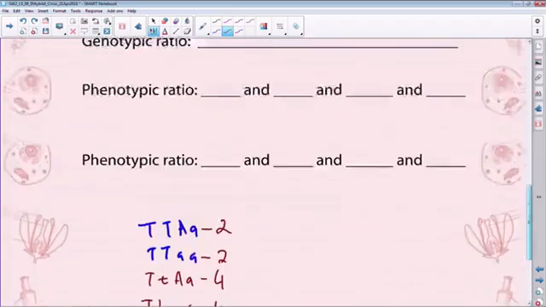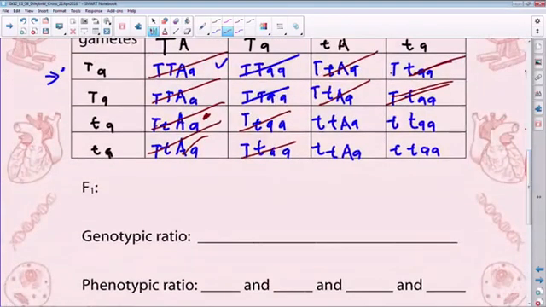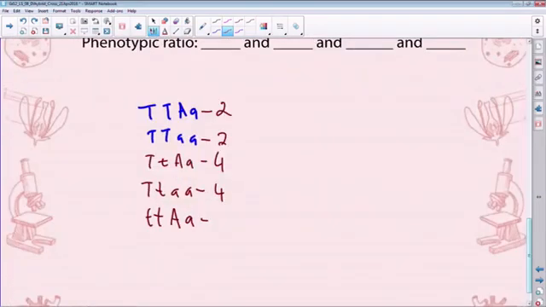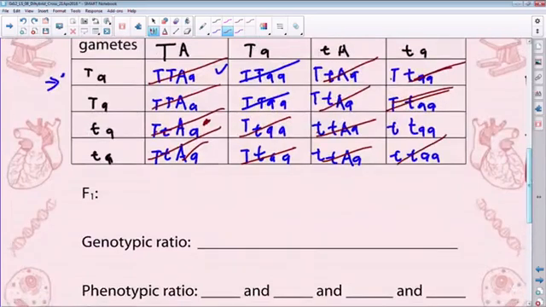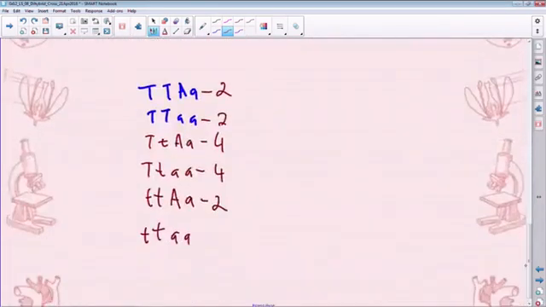Let's see how many of those we have. Big T, small t, big A, small a. There's one there, there's two there. So there's two of those. And the last one is small t, small t, small a, small a. And if I bring that up there, two of them. There's two of them. So let's see. That is everything that we have.